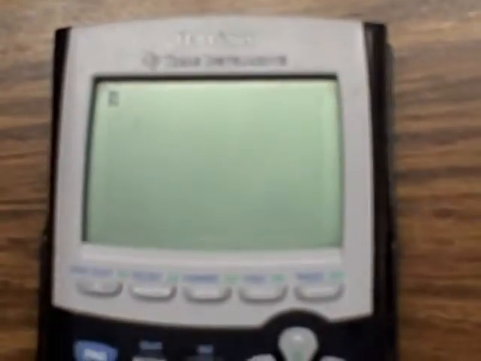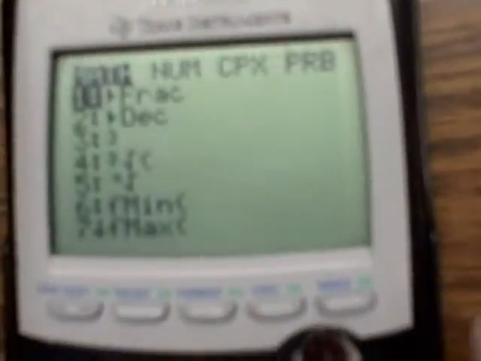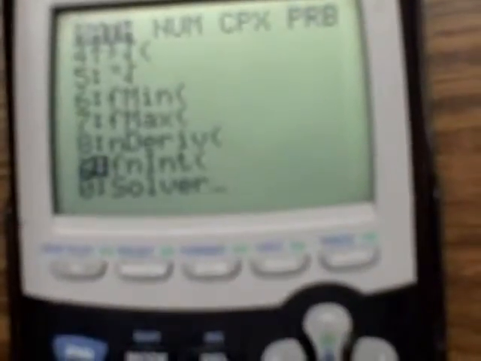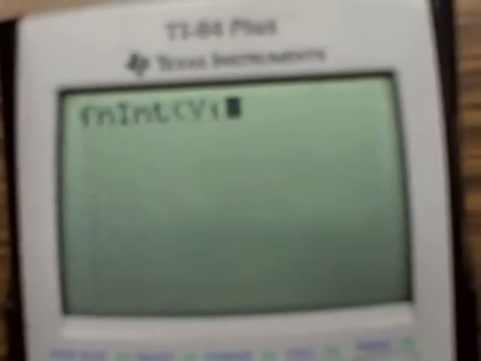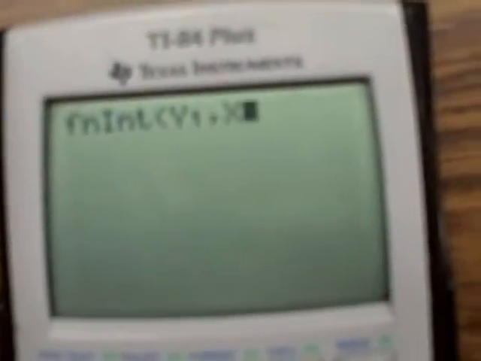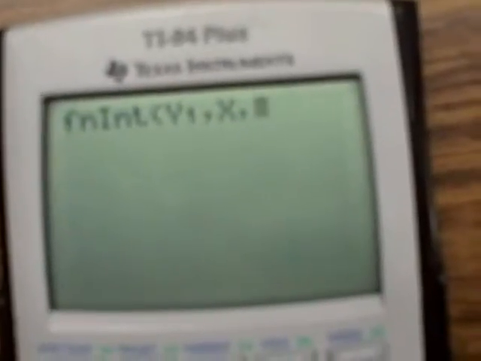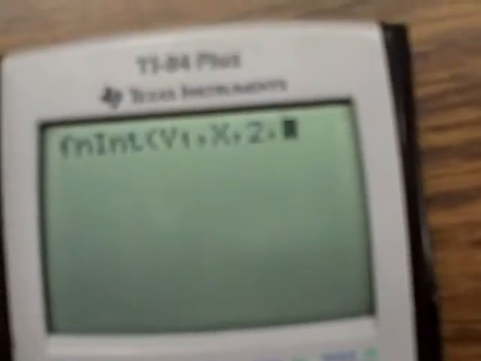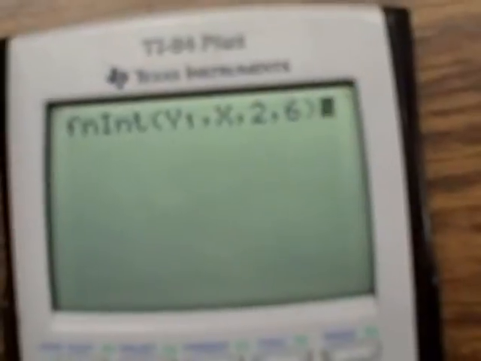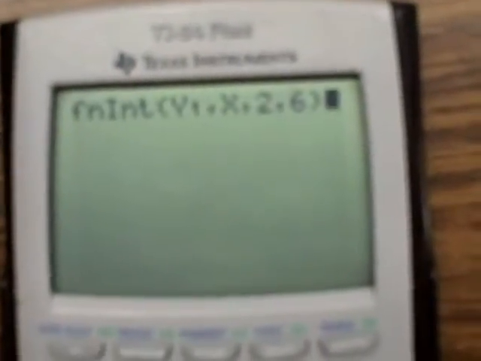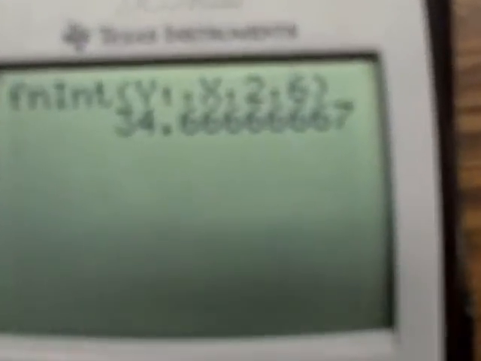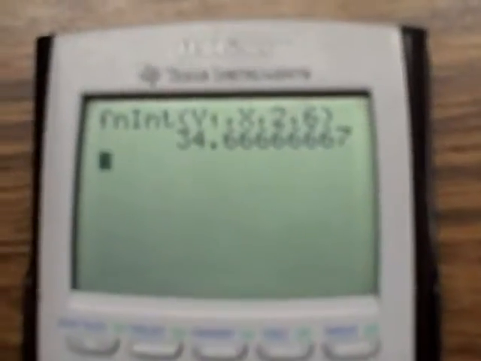Now, if we go back to our home screen, there's another way we can do this. If you go to Math, 9, see how it says integral? We plug in Y1, comma, x, comma, your lower bound, which is 2, your upper bound, which is 6, close your parentheses, and enter, and we get the same answer as before. So no matter which way you take, you'll always get the same integral.